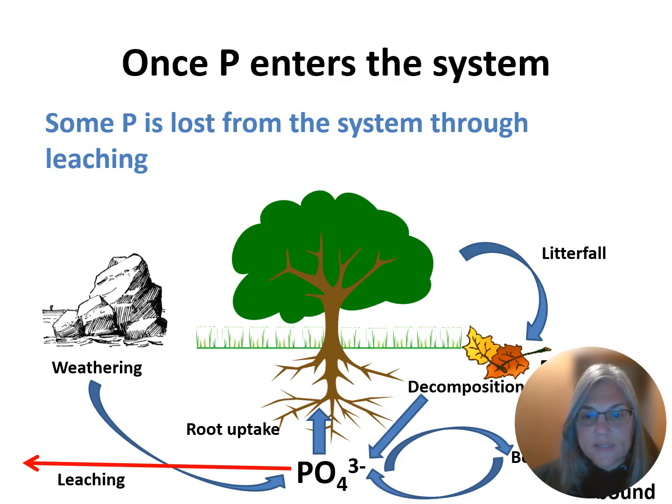So phosphate is an anion. And as you remember, soils generally have a negative charge, so cations, which have a positive charge, tend to adhere to them. But anions, like phosphate and nitrate, because soils have a negative charge, don't adhere as well, and they often get readily leached.